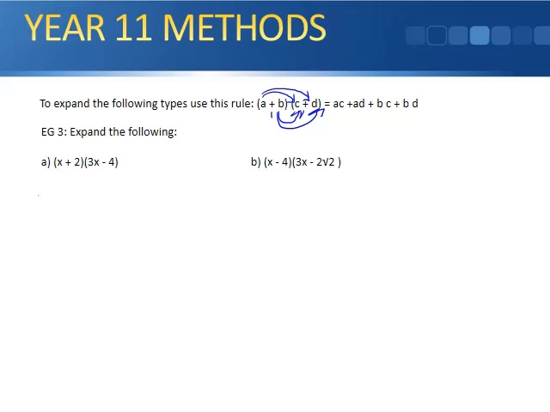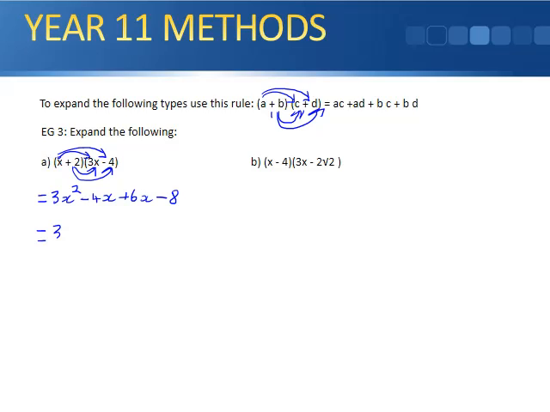Example 3 says expand the following. Okay, so this first x with everything in the second bracket. Okay, so x times 3x gives me 3x squared. And the other one is x times the minus 4x gives me minus 4x. And then the positive 2 times the 3x gives me plus 3 2s are 6x. And the plus 2 times the negative 4, positive and a negative is a negative, 4 2s are 8.